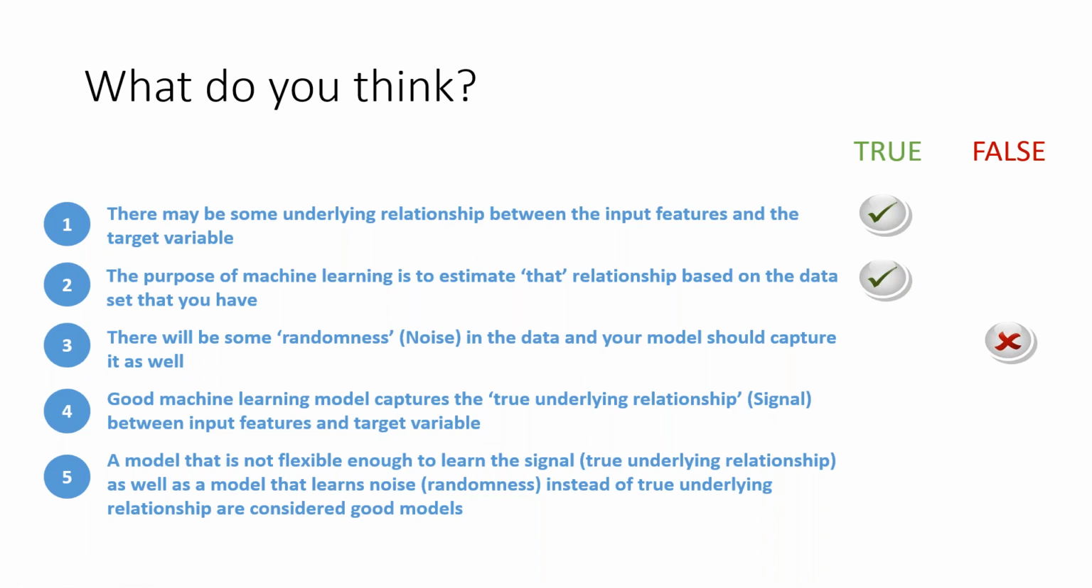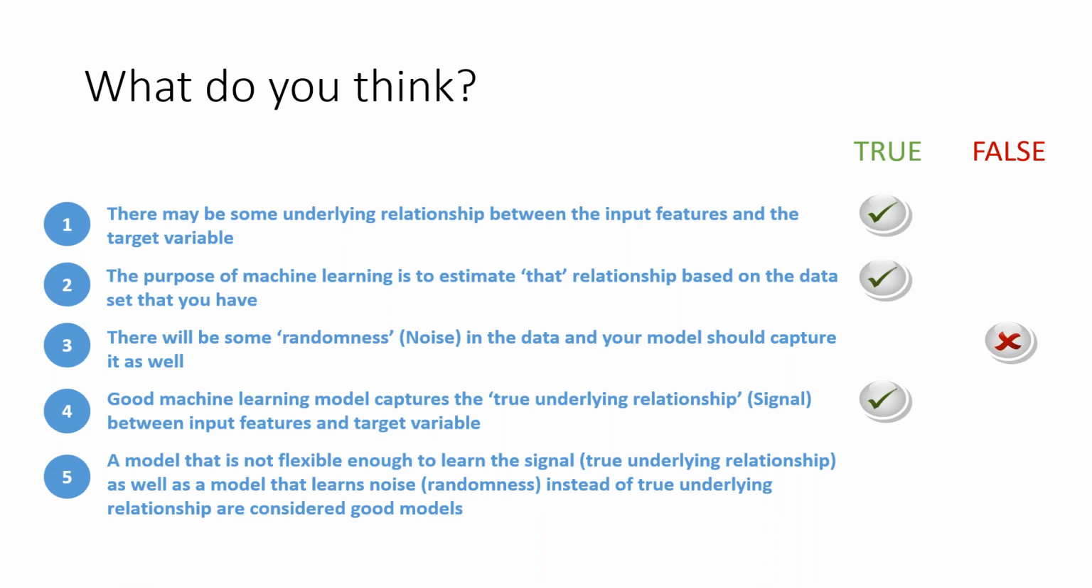True. So a good model will capture only the true underlying relationship and ignores noise. Okay. Fifth one, a model that is not flexible enough to learn the signal, so too simple basically. It is not able to understand the true underlying relationship, as well as a model that learns noise instead of the true underlying relationship. Both of them are considered good models. True or false? False.